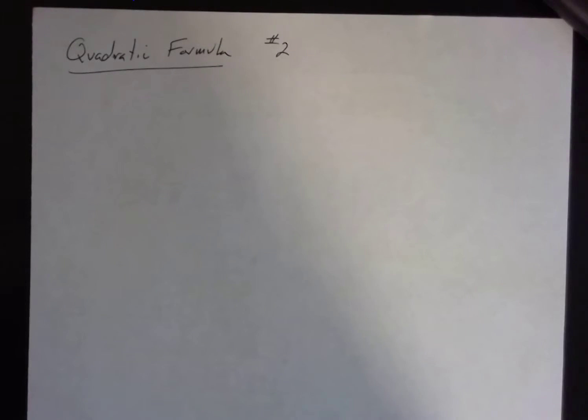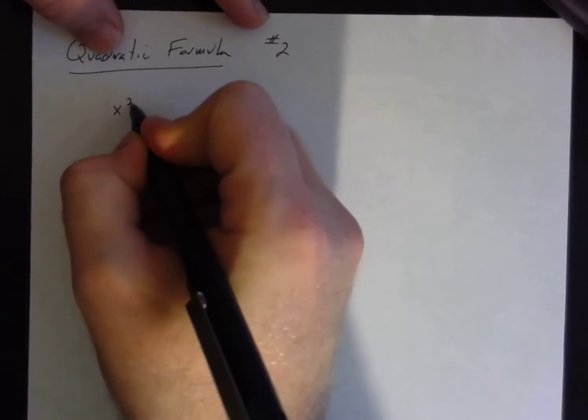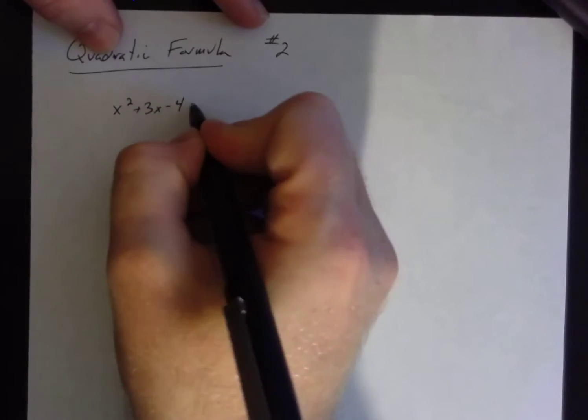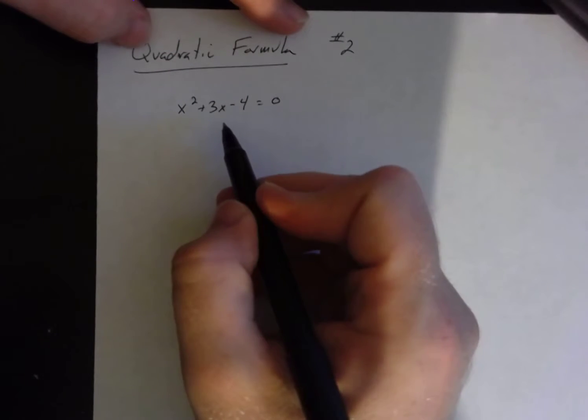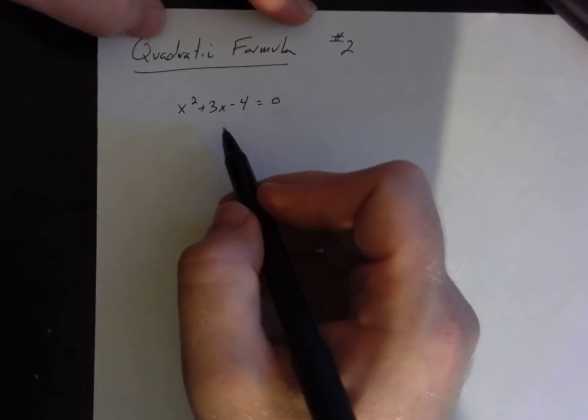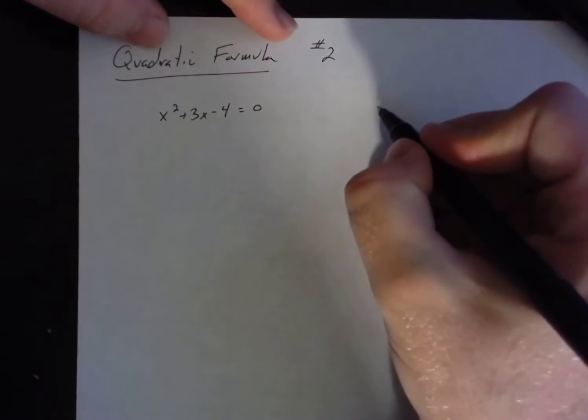In this video, we will do one more example of the quadratic formula. The equation we'll be playing with is x squared plus 3x minus 4 equals 0. You'll notice in this particular case that this can actually factor, which means that we don't need to use the quadratic formula at all. However, the quadratic formula, I want to be very specific, is a catch-all.